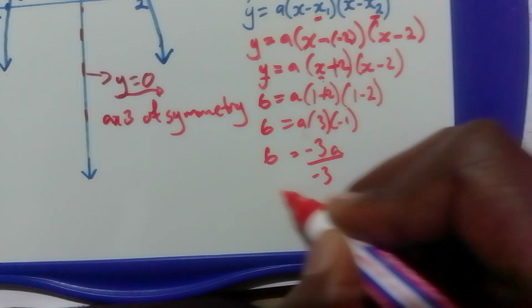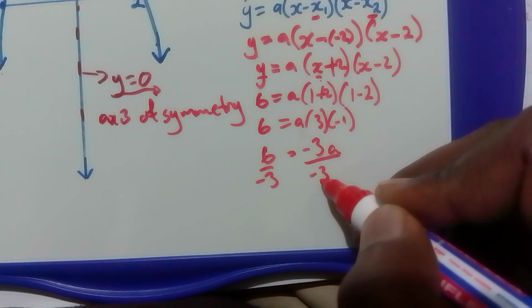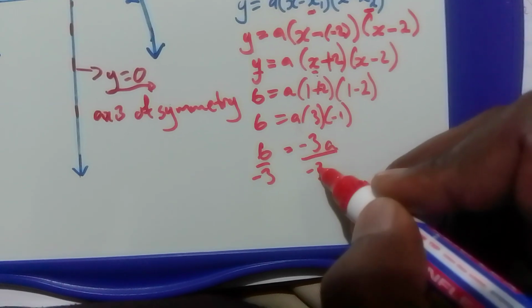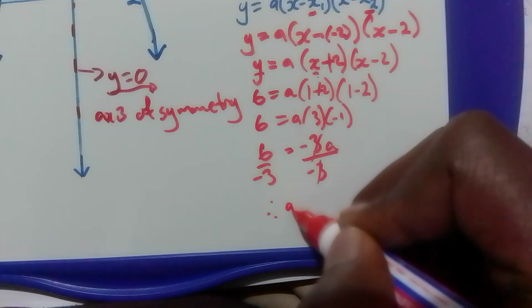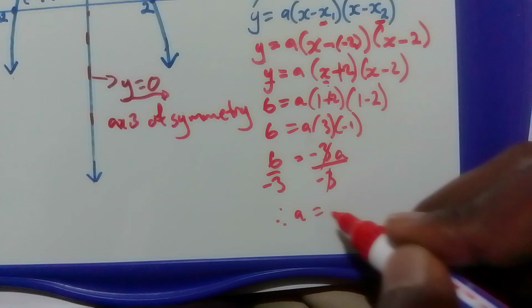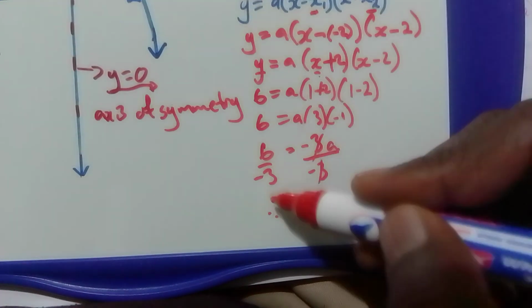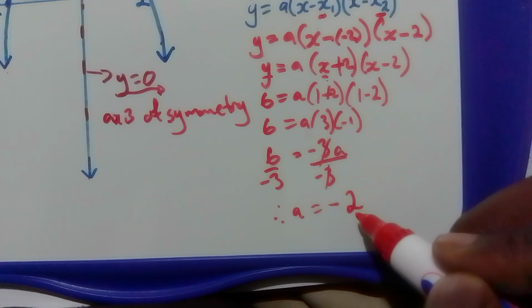Now we divide by -3 on both sides. And negative divided by negative, it gives us a what? It gives us a positive. So -3 divided by -3 is 1, leaving a. Therefore we say a is equal to positive divided by a negative, which gives us a negative. We've got a negative, and 6 divided by 3 gives you 2. So our a is -2.